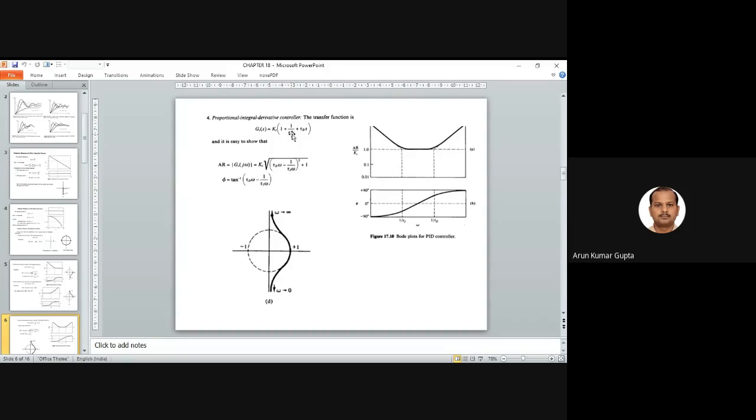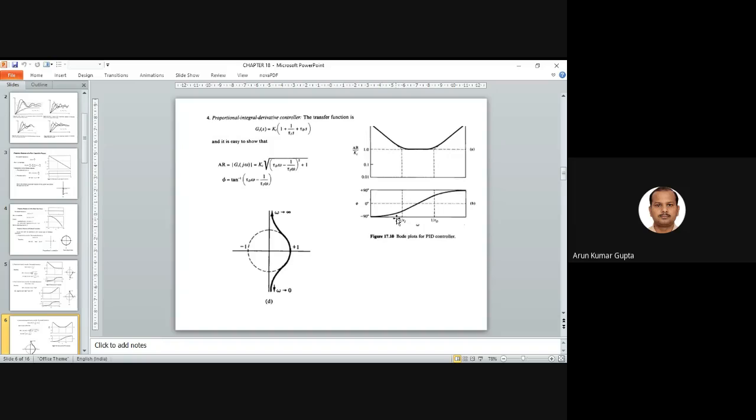If you talk about it, when you substitute s equal to j omega and all these things, you will find that AR is given by this and phi is given by this. So if you plot the Bode plot for this, omega equal to 0 means this term will be infinite. So it corresponds mainly to the integral action. Now this corresponds to derivative action. So this is integral action, mainly the integral part.